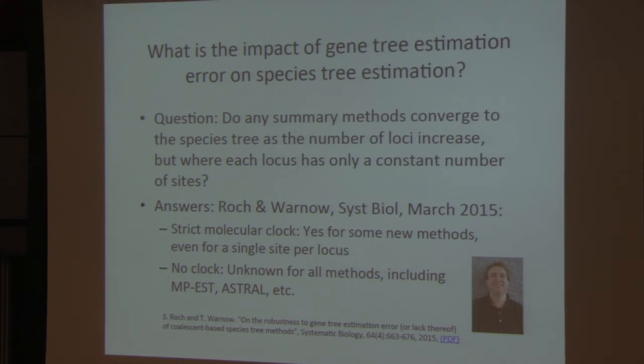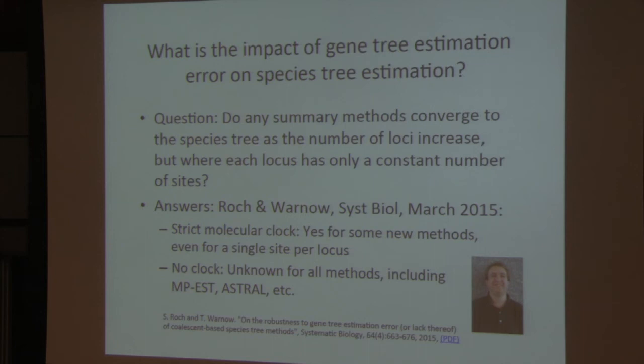So basically we know that if you have true gene trees, as the number of gene trees increases, your error will go to 0 if you have good methods. But what if you have just a small amount of error, like 1% error in your gene trees, and then the number of genes goes to infinity? Can you prove anything? And right now we have no proofs of anything positive.